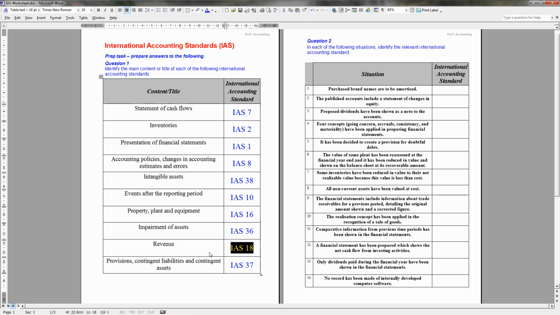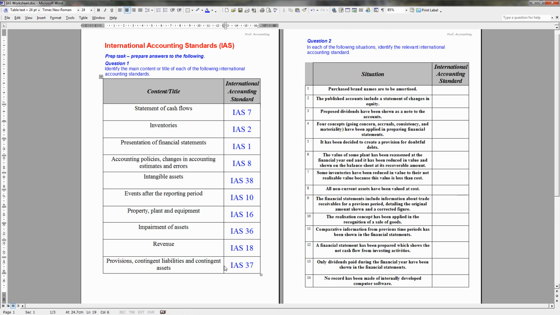In A2, depending on if you've done module 4 yet, you've got provision for unrealised profits. So you may not know what that is yet. You've got provision for bad debts, provision for depreciation. So any provisions would obviously be examples for IAS 37.